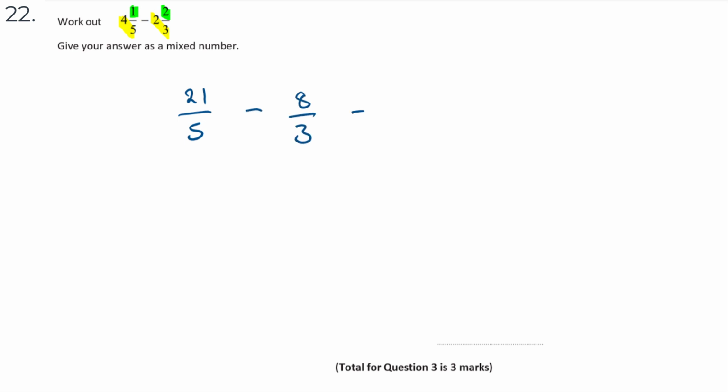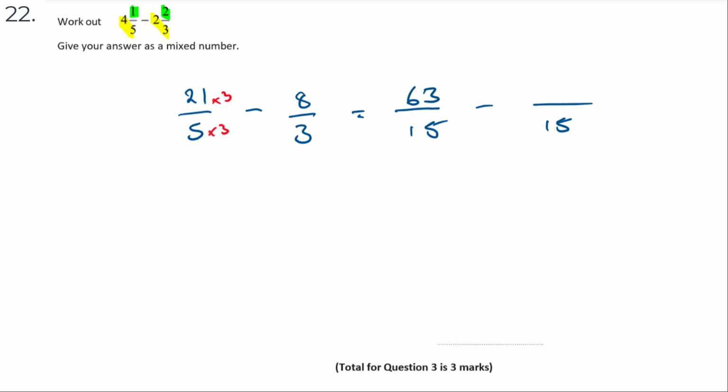Okay, we're making progress. Next step is to find a common denominator, isn't it? Now the lowest common multiple of 5 and 3 is going to be 15. So I'm going to make these as fractions over 15. How many times does 5 go into 15? It goes in 3 times. So multiply top and bottom by 3. That's going to make 63 over 15.